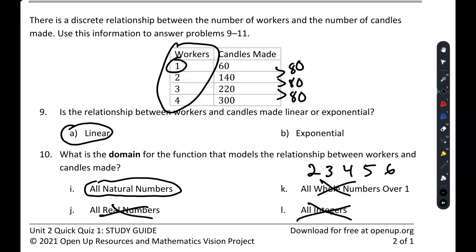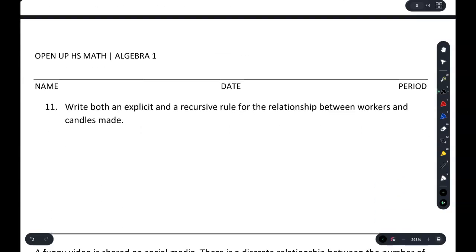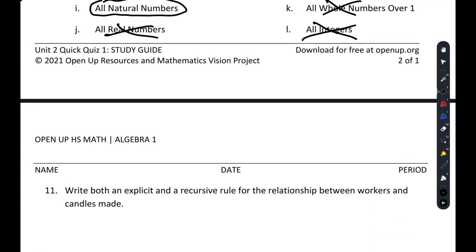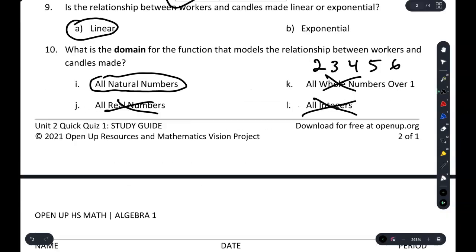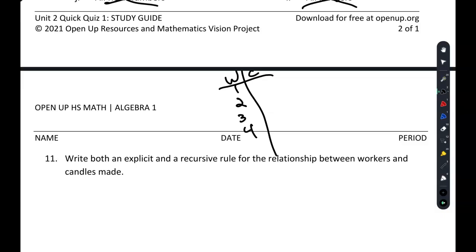All right, let's take a look at another problem. Oh, actually, there's another part to this one here. Okay, they want us to write the explicit equation. Okay, and I'm going to rewrite the table so you can see it. We got 1, 2, 3, 4, the workers, and then the candles: 60, 140, 220, 300.